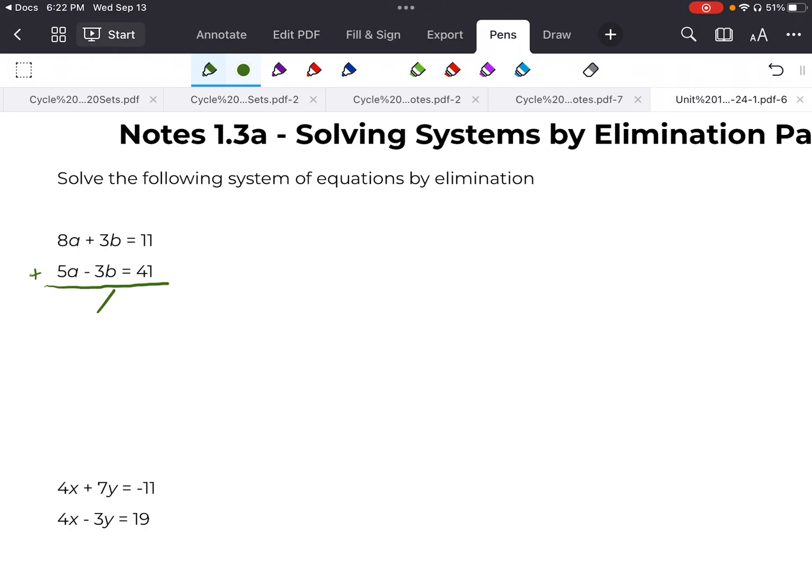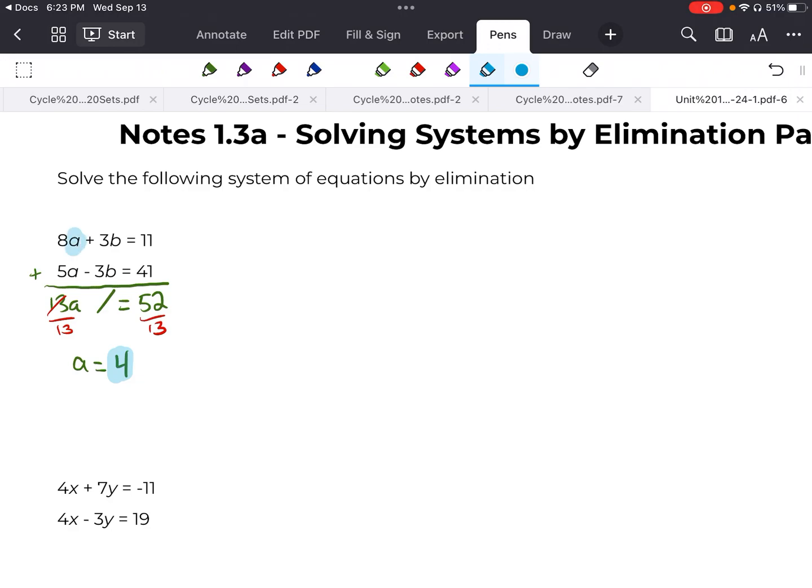8 plus 5 gives me 13 a's. 11 plus 41 is 52. And then I can just divide by the coefficient, and a is 4. Now I can take that piece of information and sub it into either of the equations at the top.